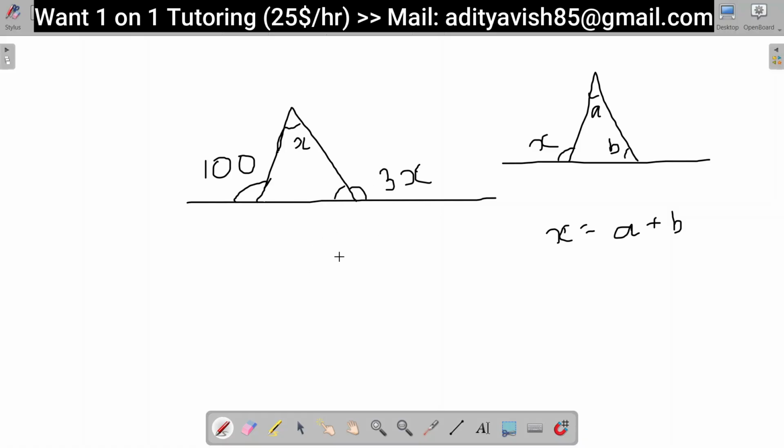So how we are going to find this angle is 180 minus 3x, and we have x, we'll add that, which will be equal to 100 from our exterior angle property, and this will become 180 minus 2x. Sorry for my handwriting, it's just too bad.